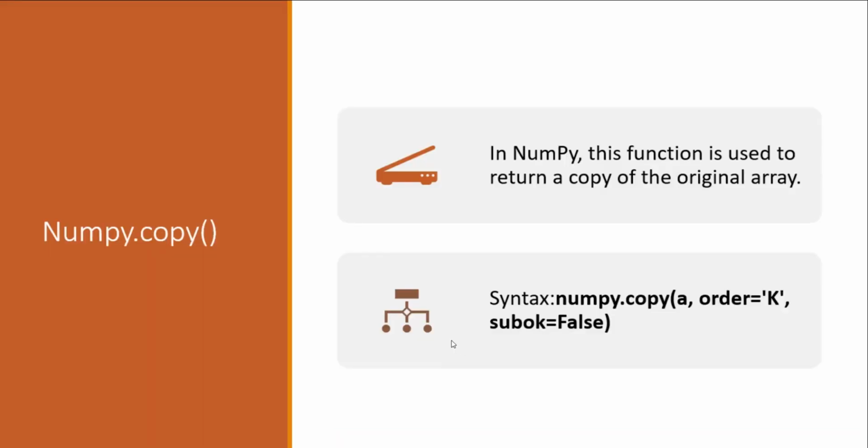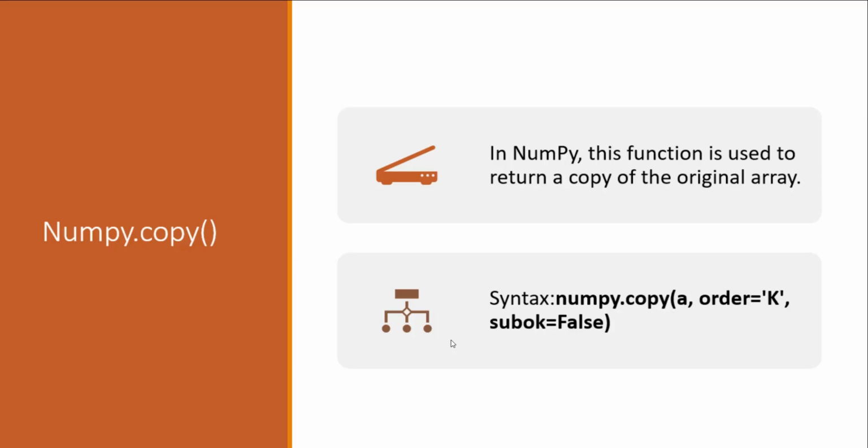The first method is numpy.copy. In NumPy, this function is used to return a copy of the original array. The copy of the input array is physically contained at some other location, and the elements are stored at that specific location. So here is the syntax to make a copy of the original array into another array.